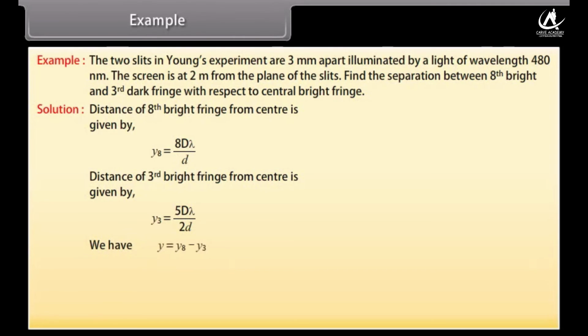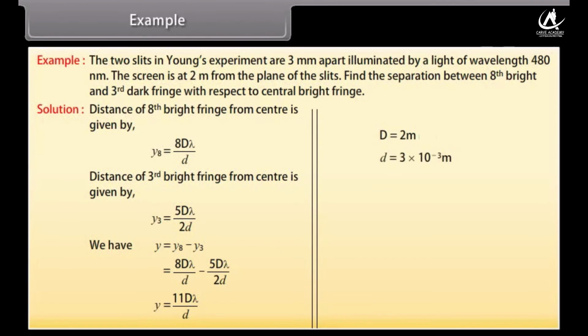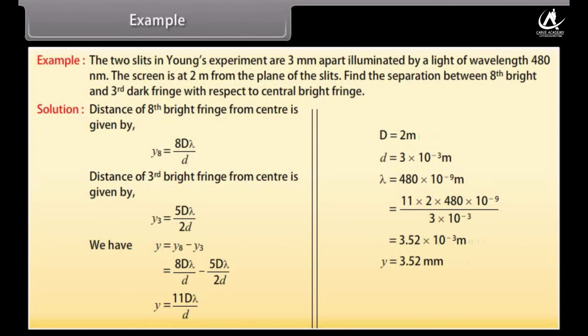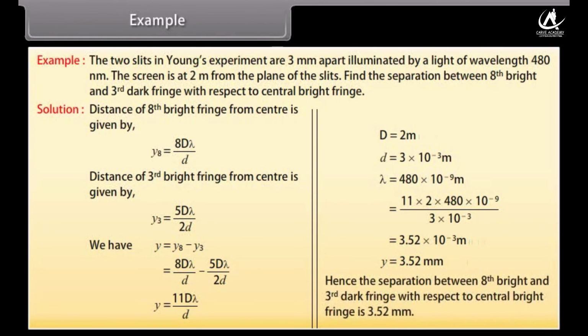We have y is equal to y8 minus y3. By putting the values and calculating, we get y is equal to 11 capital D lambda upon 2 small d. Putting the values in the above equation and calculating, we get the value of y as 3.52 millimeter. Hence, the separation between the 8th bright and 3rd dark fringe with respect to the central bright fringe is 3.52 millimeter.